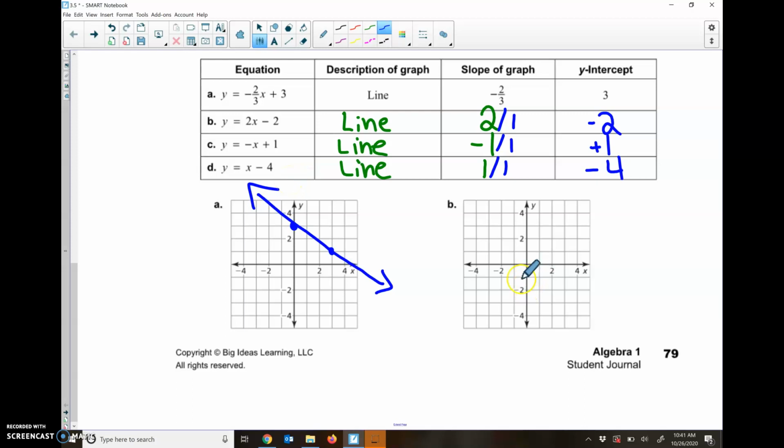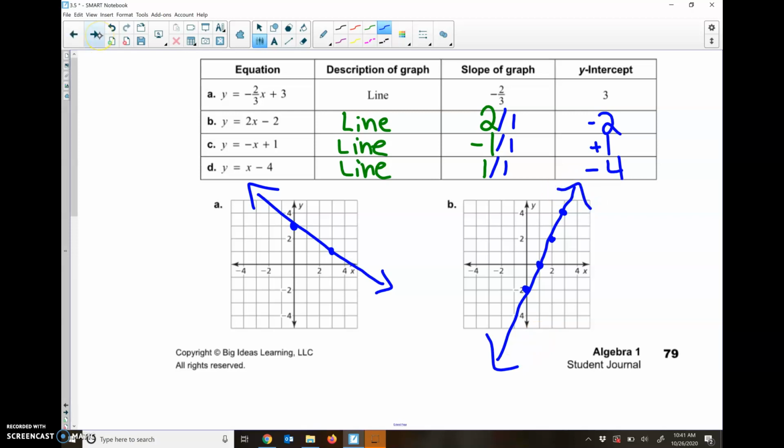So my y-intercept is -2, and my slope is +2/1. So that means I'm going to go up 2 and right 1. I'm going to do it again and again so I get a straighter line. This time it let me do it a couple times, and so there's my line for that one.